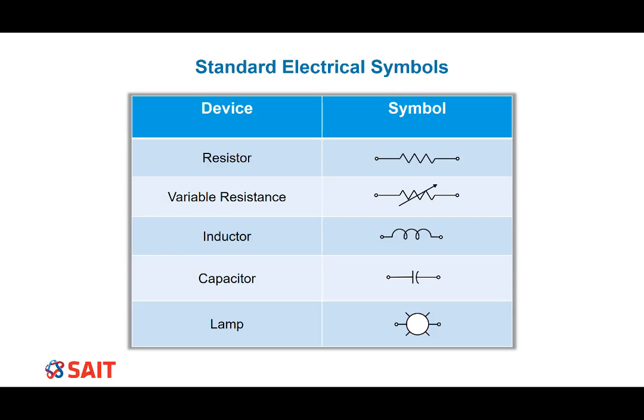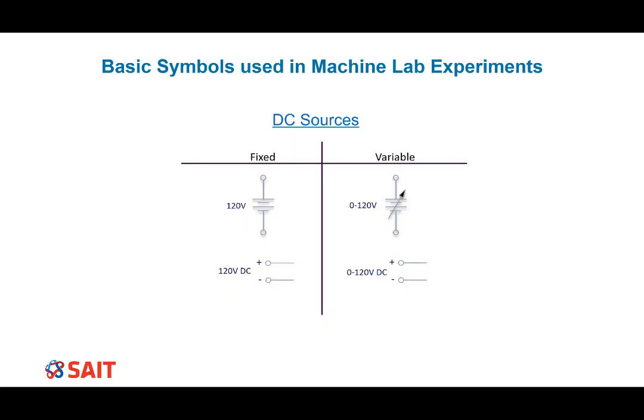If you need to show a variable inductor or capacitor, draw an arrow through it similar to the variable resistance. Another way to draw sources that represent the power supplies is to draw terminals and then label them with the appropriate voltage and polarity. This is often preferred as it saves time and is simpler to draw.